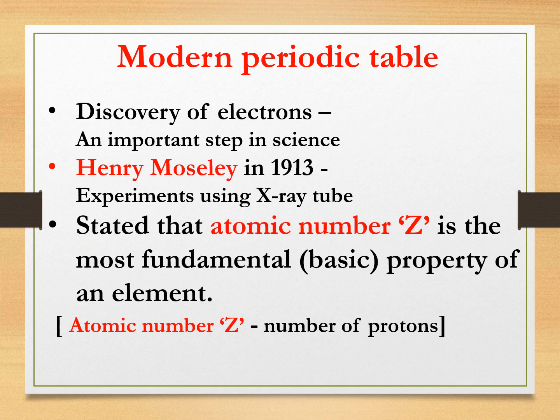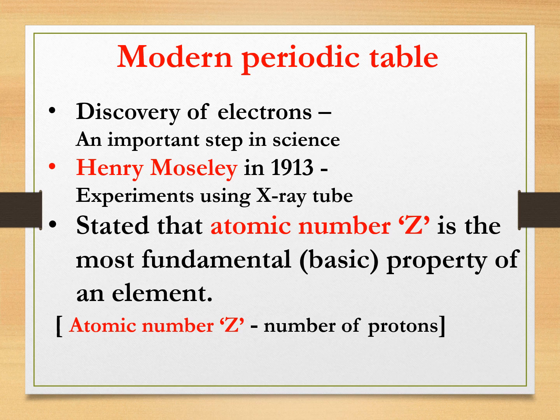At the time of Mendeleev, the scientific world did not know anything about the interior of the atom when Mendeleev put forth the periodic table. Afterwards, after the discovery of electrons, scientists started exploring the relation between the electron number of an atom and atomic number. Henry Moseley was experimenting using X-ray tubes and he stated that atomic number Z is the most fundamental, that is basic property of an element.